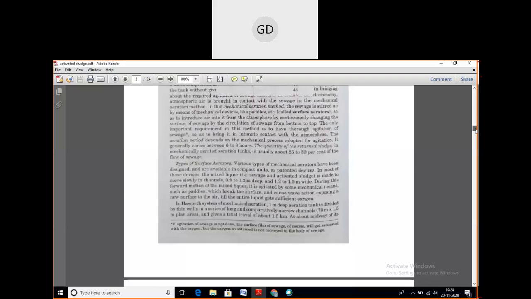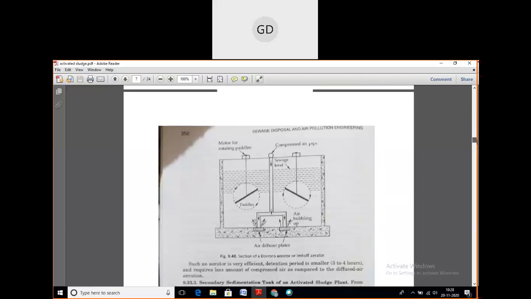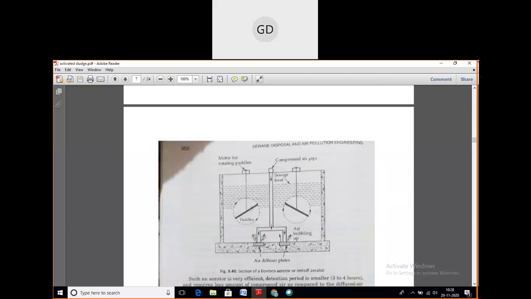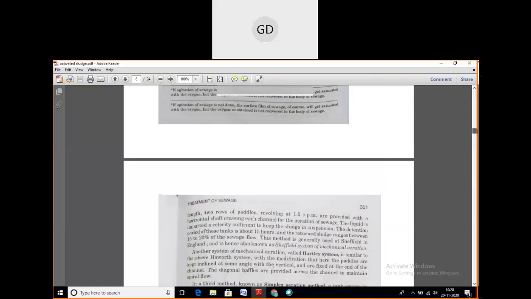Let me show you, there must be one diagram. This one you see. These are paddles. These paddles are constantly changing the direction, and with the help of these mechanical paddles, air is introduced into the tank.